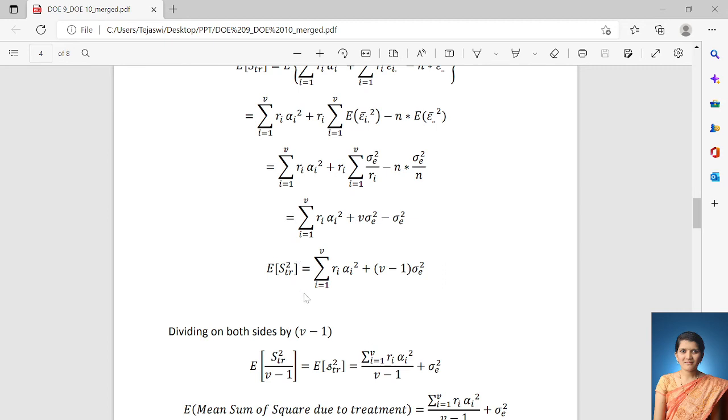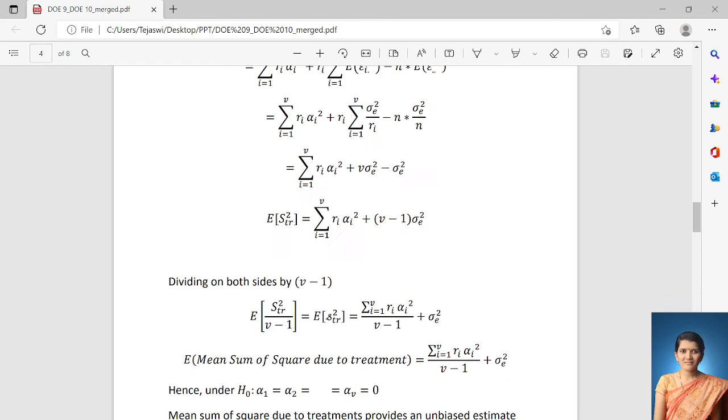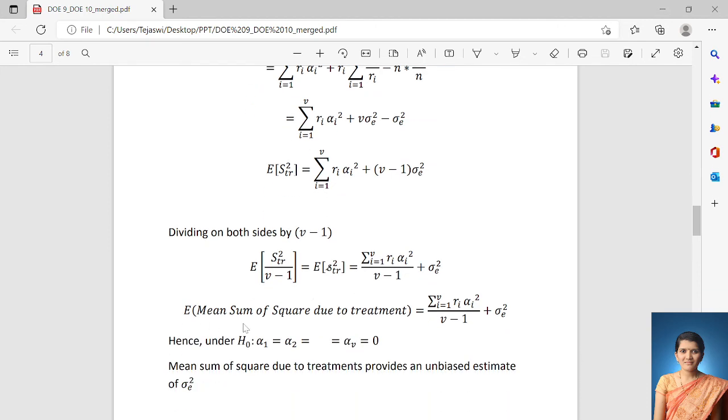By simplification, the expected value of sum of square due to treatment is summation over i of r_i alpha_i square plus (v minus 1) sigma square. Dividing both sides by v minus 1, because the formula for mean sum of square is sum of square divided by its degrees of freedom, and the degrees of freedom for treatment is v minus 1. So taking expectation of mean sum of square s square, finally we get the expected value of mean sum of square due to treatment equal to summation over i of r_i alpha_i square divided by v minus 1, plus sigma square.